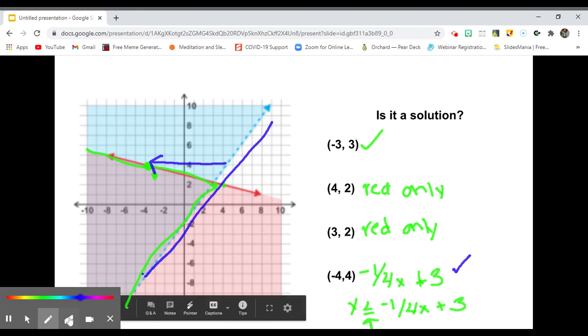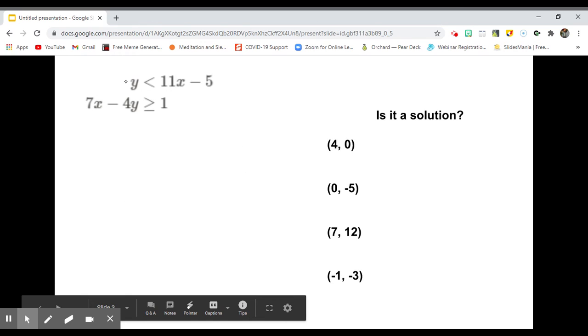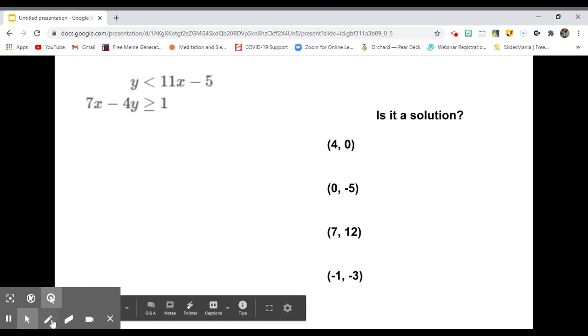Okay, next we're going to move on to, is it a solution to the system of inequalities whenever we are looking at a math problem and solving it algebraically. So here we have y is less than 11x minus 5 and 7x minus 4y is greater than or equal to 1. So is (4, 0) a solution? Okay, so I'm going to write in blue for this one.